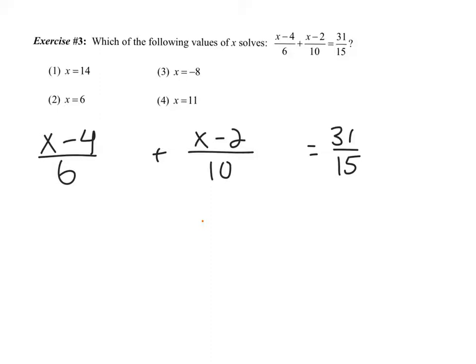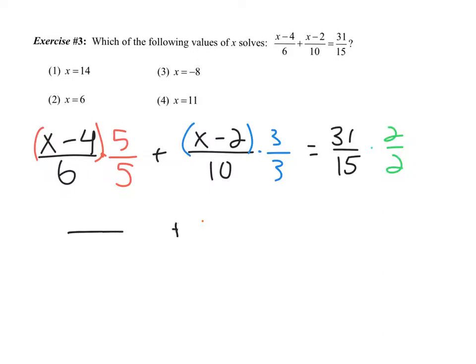So by that I mean we would have a common denominator of 30. And to get there, we would multiply our first fraction by 5 over 5. And then we would multiply our second fraction by 3 over 3. And then our final fraction by 2 over 2. Now, when we do that, each denominator ends up being 30.